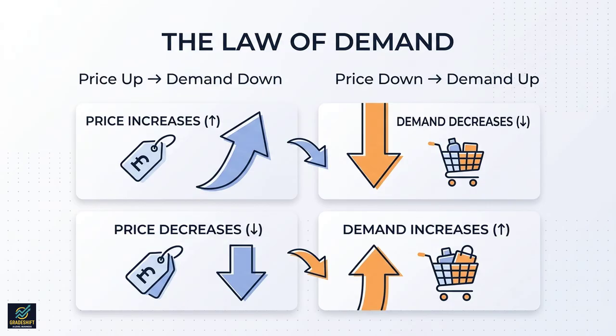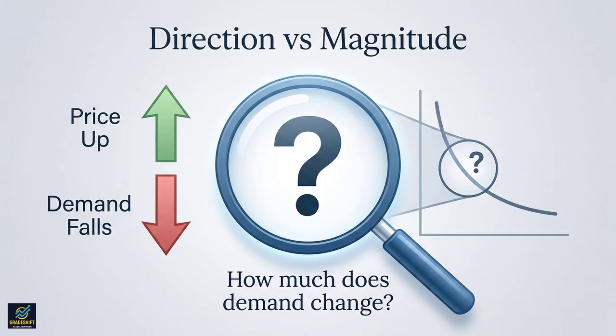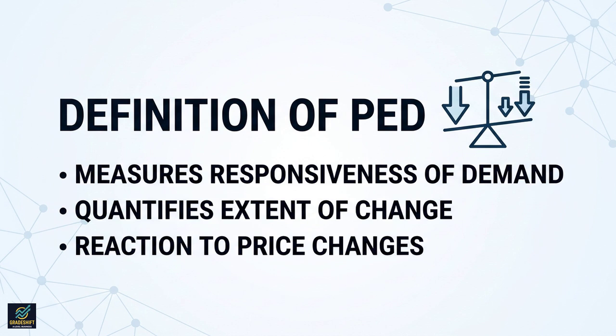Before we calculate anything, we must understand the fundamental law of demand. This core economic principle states that when the price of a product goes up, the demand for that product generally goes down, and vice versa. While the law of demand tells us the direction of the change, it does not tell us the magnitude. It tells us demand will fall if prices rise, but it does not tell us exactly by how much. This is where price elasticity of demand comes in.